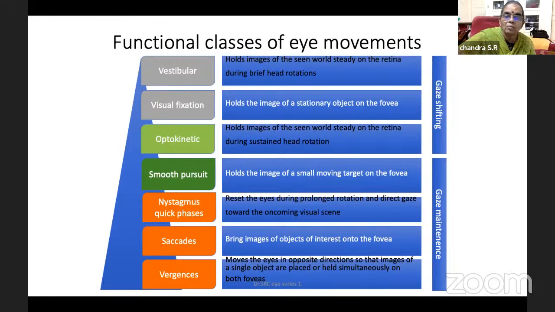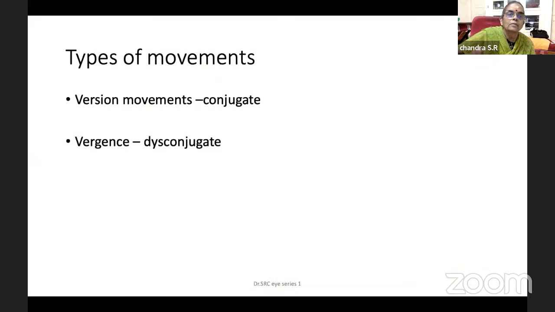And saccades bring images of objects of interest into the fovea quickly. And vergence moves the eyes in opposite directions so that the image of a single object is held simultaneously on both foveae. So vergence is to hold a single object on both foveae simultaneously. Next, we have briefly seen what all these words mean. You should become thorough with this if you want to follow and understand my series, at the end of which nobody has to teach you abnormal movement, you will only derive it.